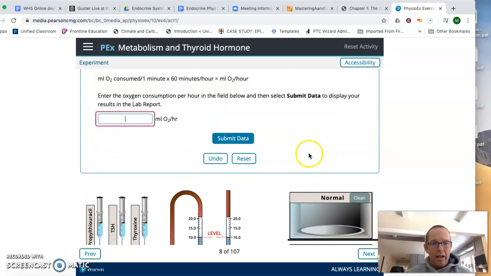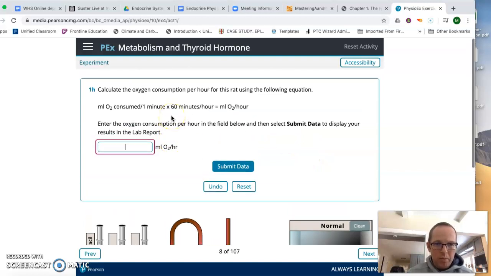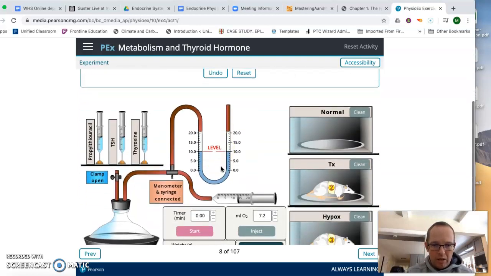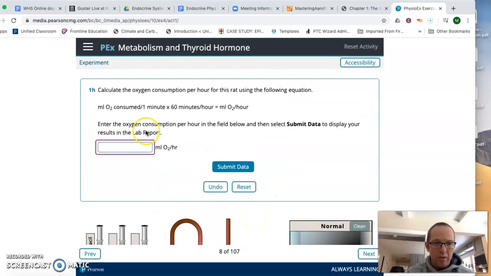And we're going to enter that oxygen consumption. So what we want to do is calculate the oxygen consumption per hour. And luckily, knowing what we know about time, that's actually a pretty easy calculation. Since we have the amount of oxygen consumed in 1 minute, because we set the timer for 1 minute in the beginning, we're just going to multiply that by 60.